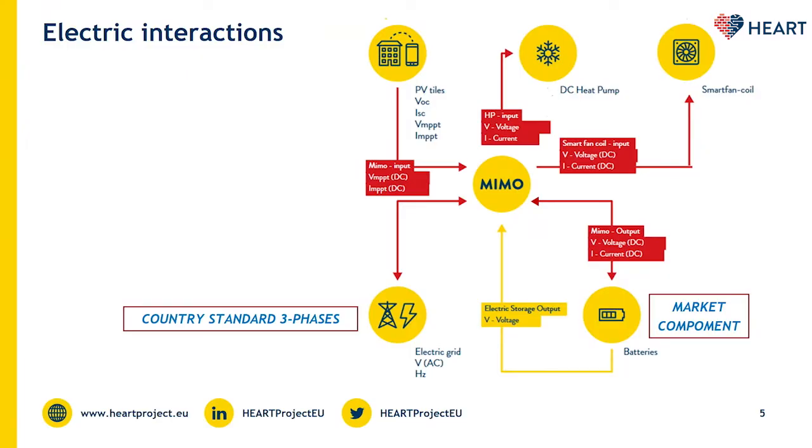In this scheme, you can see instead electric interactions. The key element of the electric system is the MIMO converter, which manages the interaction among the grid, the photovoltaic system, the batteries, and the DC appliances. Batteries are not a product of the research, and any market component can be adopted and connected to the converter.